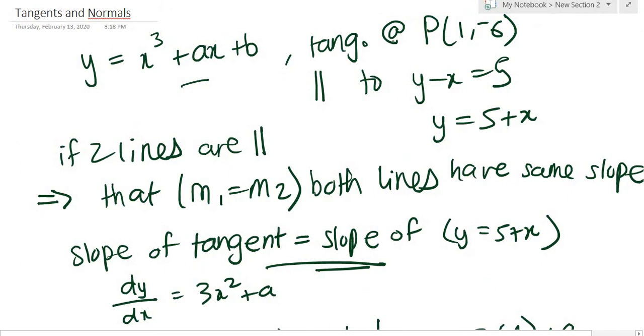But since we were finding the tangent at point P, point P lies on this curve. Otherwise it won't make any sense to have a tangent line anywhere, right? I mean, a tangent line is basically touching the curve. So the point at which they've asked us to find the tangent line should lie on the curve too.